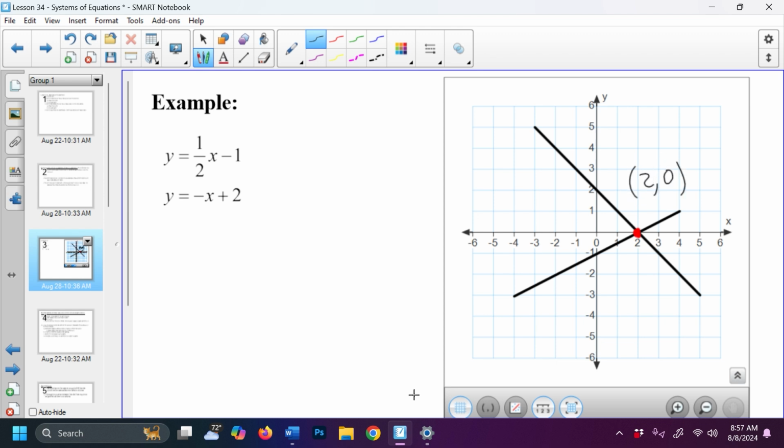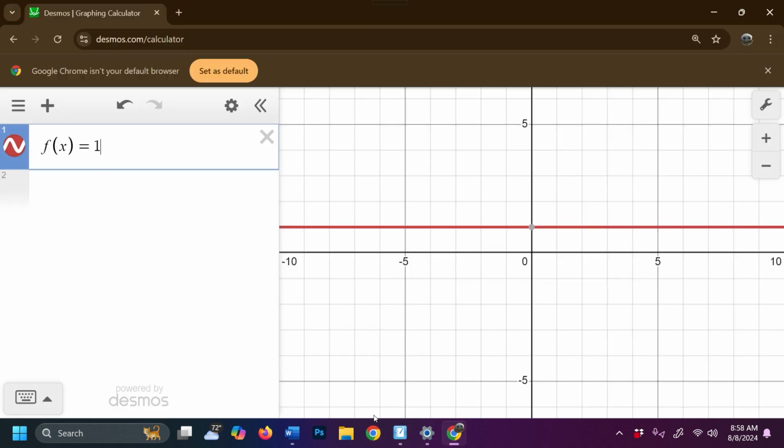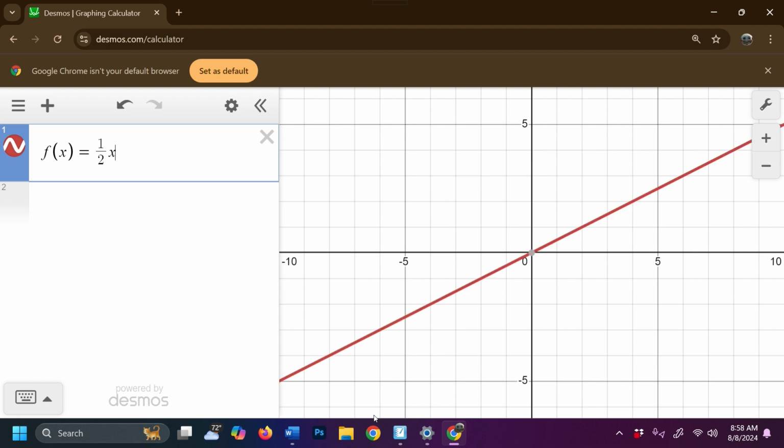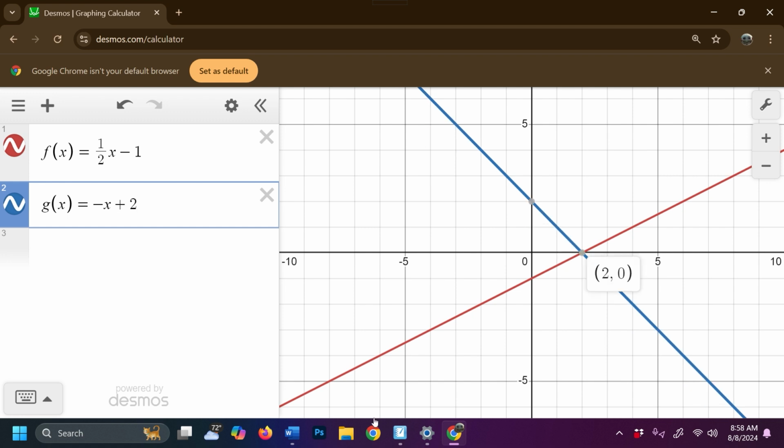Now for linear equations, Desmos will actually give you that point. So if I pull up Desmos and I type in f of x is equal to 1/2 x minus 1 and g of x is equal to negative x plus 2, and we click right there on that point, we see that (2, 0) is the solution.